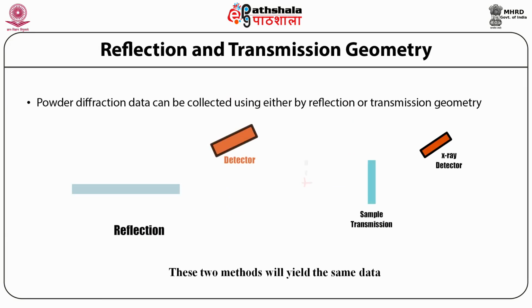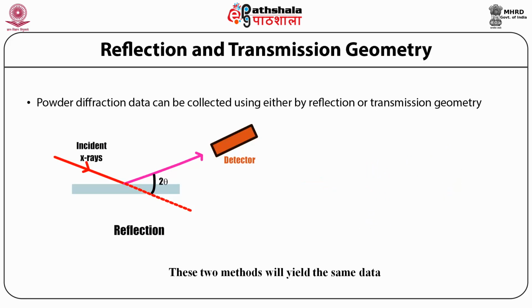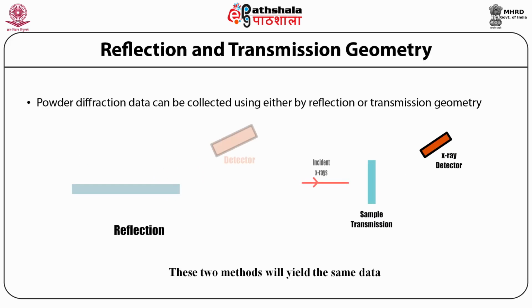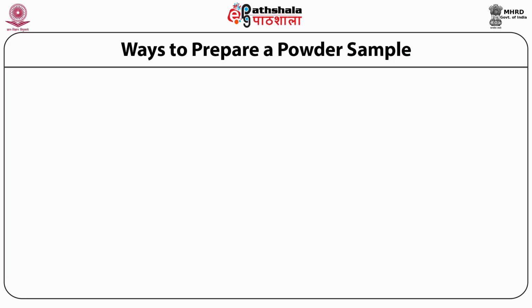Powder diffraction data can be collected by using either reflection geometry or transmission geometry. Because the particles in the powder sample are randomly oriented, these two methods will reveal the same data. Let's see the various ways to prepare the powder sample.